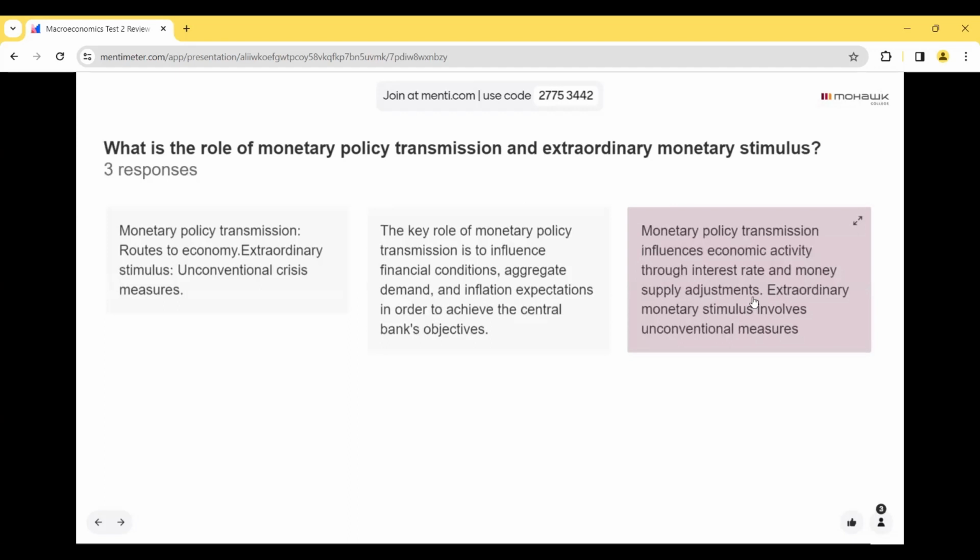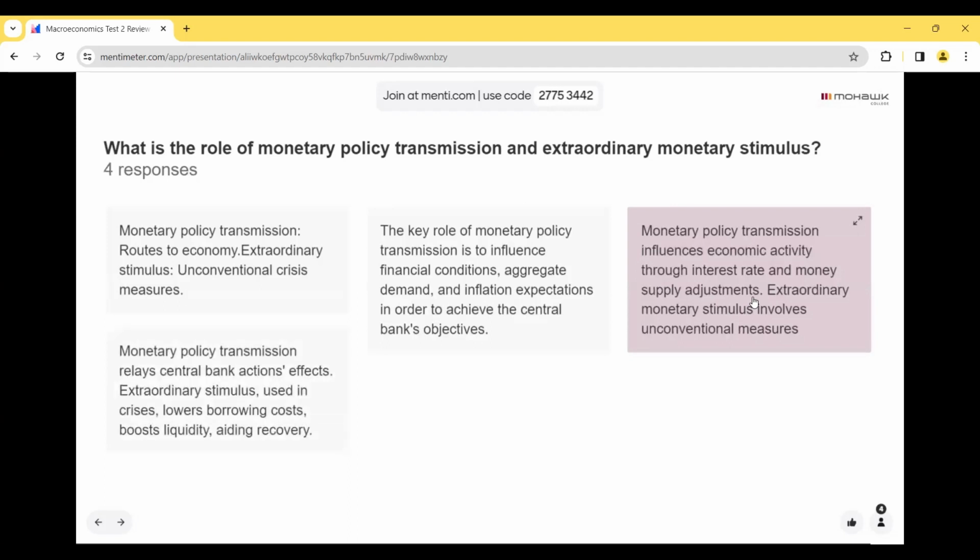Monetary policy transmission influences economic activity through interest rate and money supply adjustments. Extraordinary monetary stimulus involves unconventional measures. Monetary policy transmission relays central banks' action effects. Extraordinary stimulus used in crises lowers borrowing costs, boosts liquidity, and aids recovery.